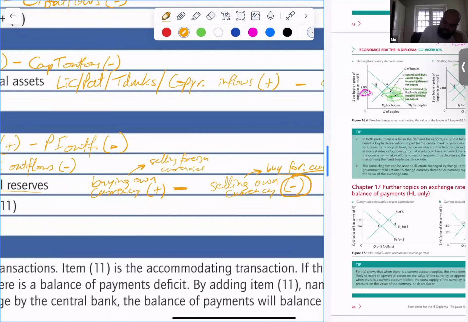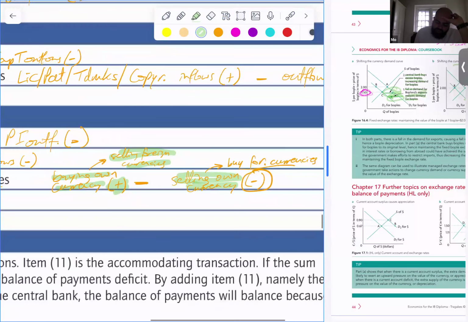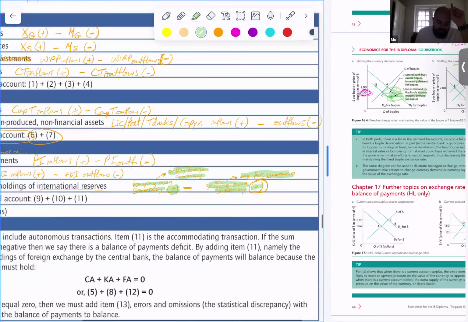So it's a little bit tricky. When you sell foreign currencies, you're buying your own currency. That's a credit. When you sell your own currency, you're buying foreign currencies. That's a debit. So remember this.